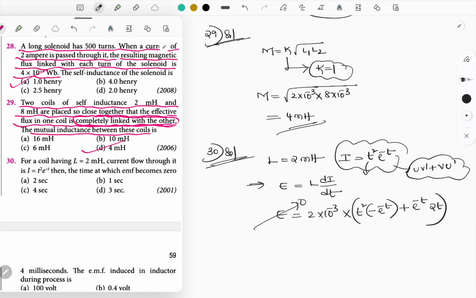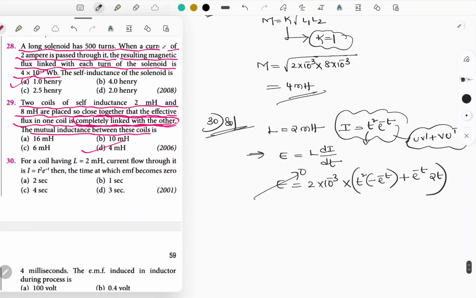They said we have to find the time at which EMF is 0. Equate EMF to 0, so this value also becomes 0. Finally I am left with e^-t into 2t equal to t² times e^-t. e^-t will get cancelled, t also will get cancelled. Then t is equal to 2 seconds.